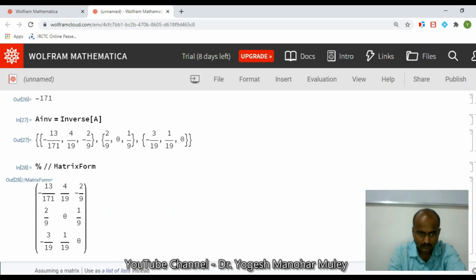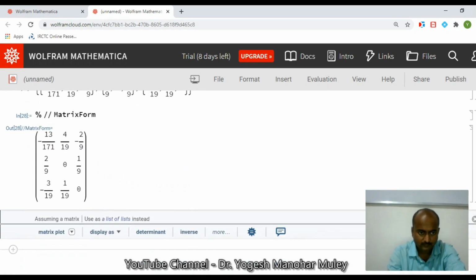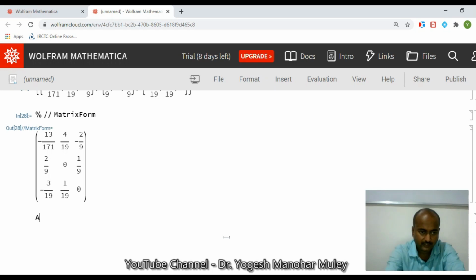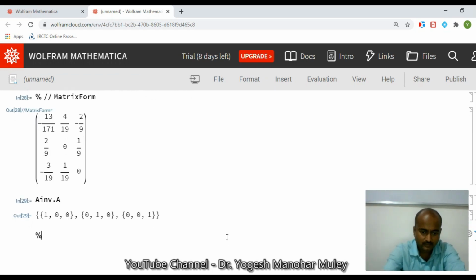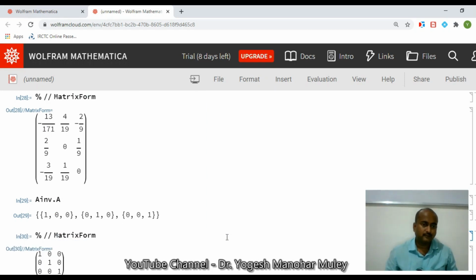Now we'll verify whether this given A inverse is correct or not. So we know A inverse times A will give us the identity matrix. Yes, this gives the identity matrix. So whatever values we have in A inverse, we have multiplied with A. So this will give us the inverse of A.